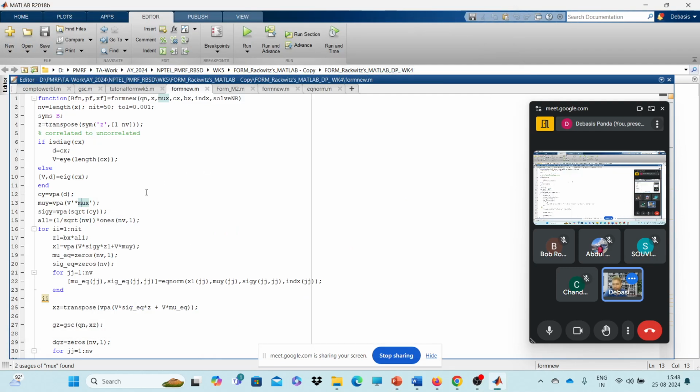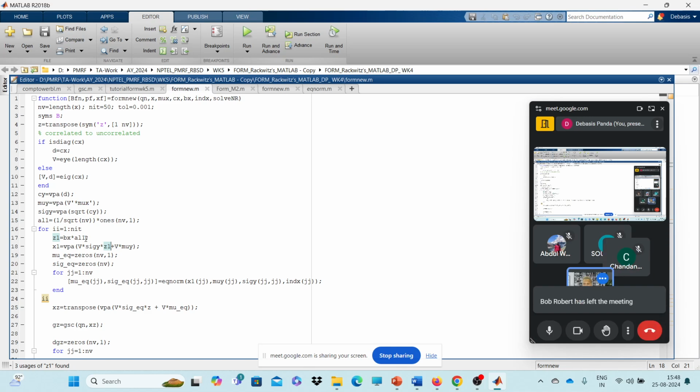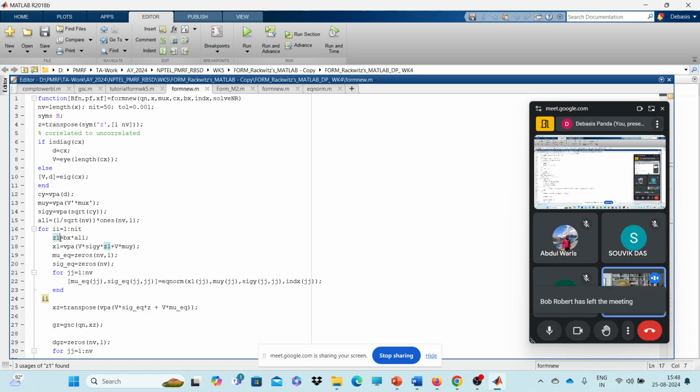Here that has been done. Now I have put sigma y, and this is the initial alphas for the iterations. Once I have that, I can easily write that my z1 is equal to beta into alpha, that initial alpha. I need to make the transformation from y to z domain. We are coming from x, y is the uncorrelated space, and now we need to go to z.